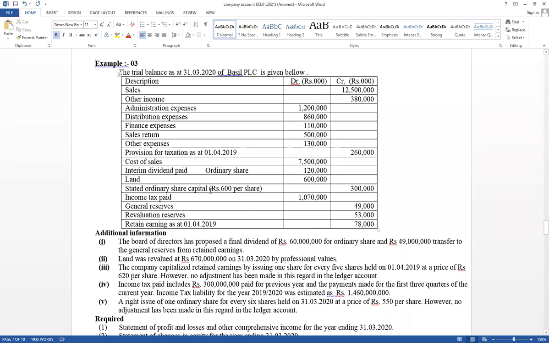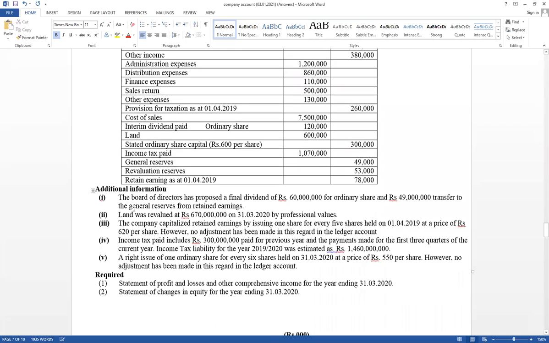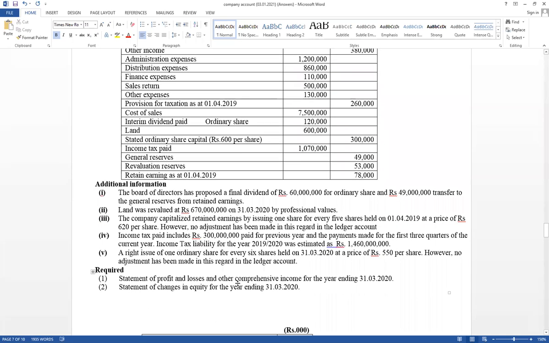Property, plant and equipment, land and building, motor vehicle are put in the trial balance, and below that adjustments are given: disposal adjustment, revaluation adjustment, exchange adjustment, changes in accounting estimates. Leasing adjustment is given below. Leasing adjustment, EPF and ETF adjustment, then bad debts and doubtful debts adjustment, inventory adjustment, warranty adjustment, goods sent on sales or return basis adjustment.